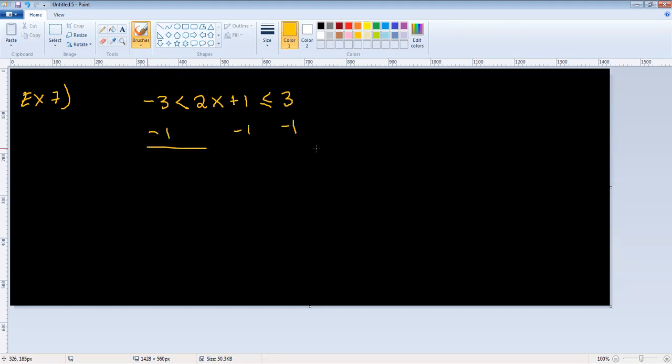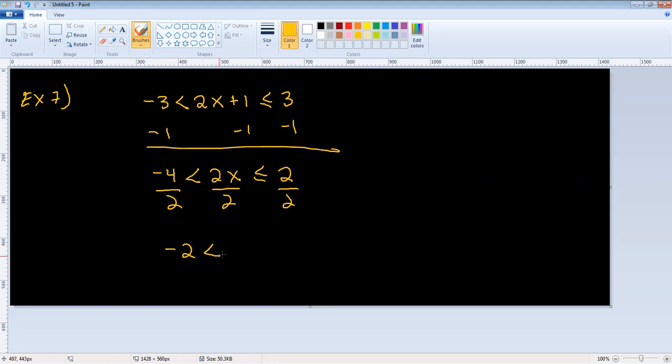Okay, well, I can do something like this. So here I have -4 less than 2x less than or equal to 2. We divide by 2 on everything. So we have -2 less than x, and then less than or equal to 1. And we can graph this thing because we can say, here's -2, here's 1, and we shade in the middle. And guess what we're going to get? We're going to get this nice little interval right here.